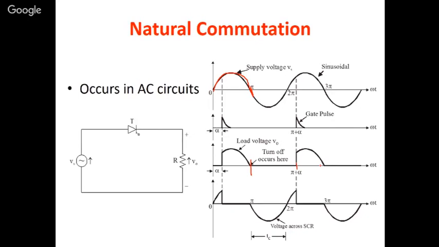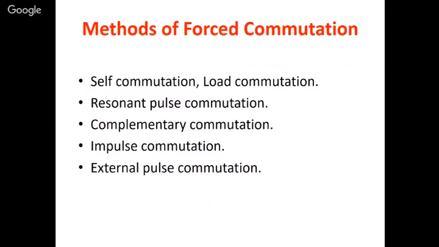But in a step up cycloconverter, again you require forced commutation. Step down, no problem, because zero crossing is there, but in step up you require forced commutation. Okay, so next is forced commutation.